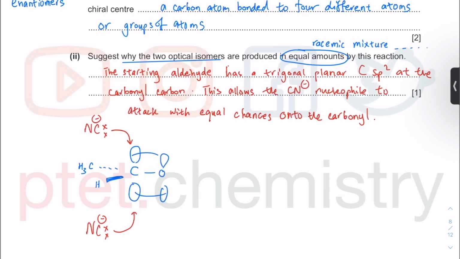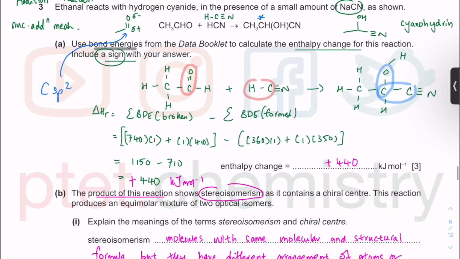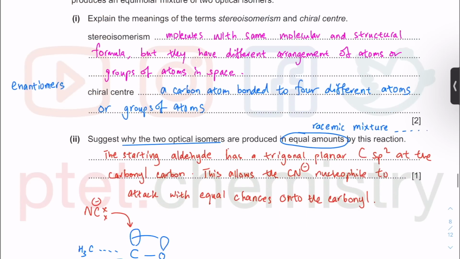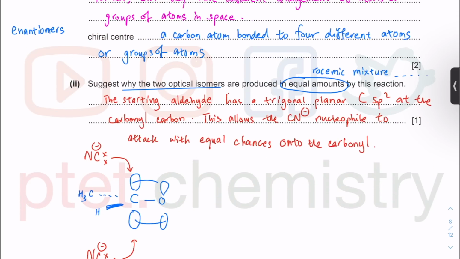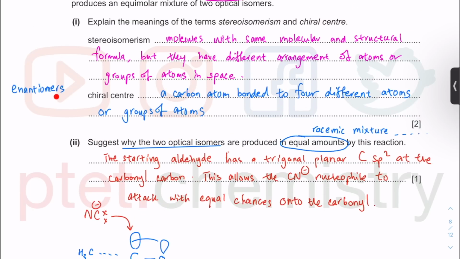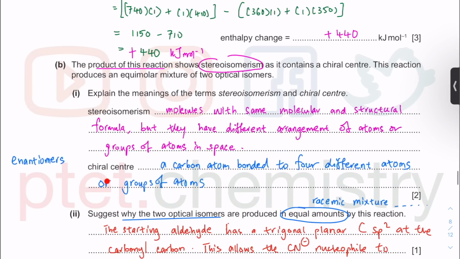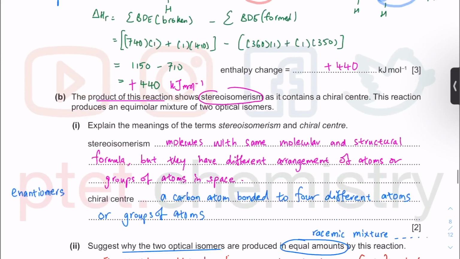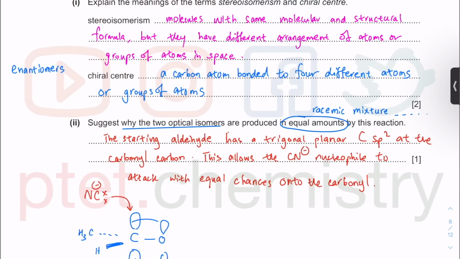So even though you get optical isomers, which are called optical isomers because they have optical activity and will rotate plane polarized light, you get a racemic mixture where you have equal chances of the nucleophile attacking, and therefore equal amounts of the enantiomers, the mirror images. They will rotate plane polarized light in opposite directions, even though you have a chiral center. Racemic is actually a word in the optical isomerism topic in AS chemistry.